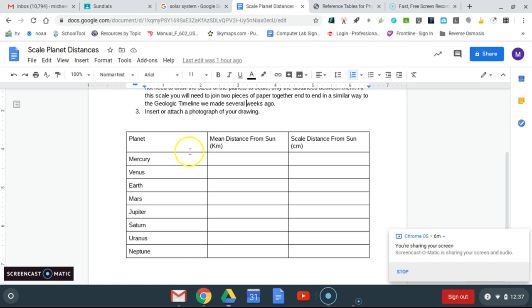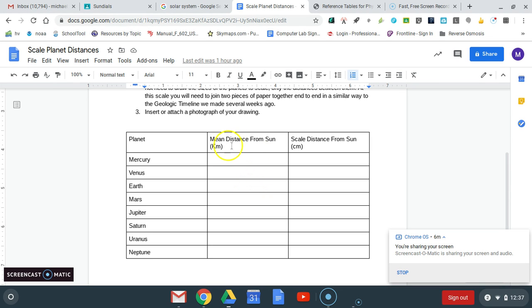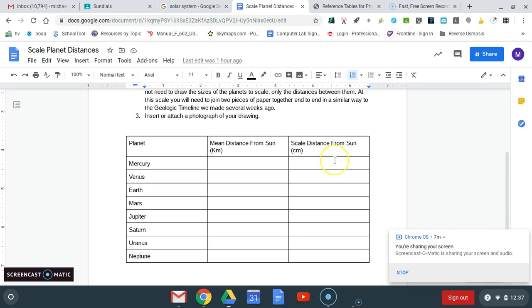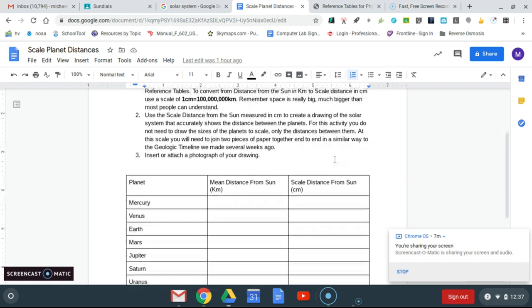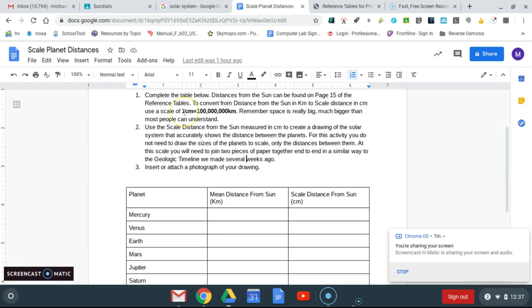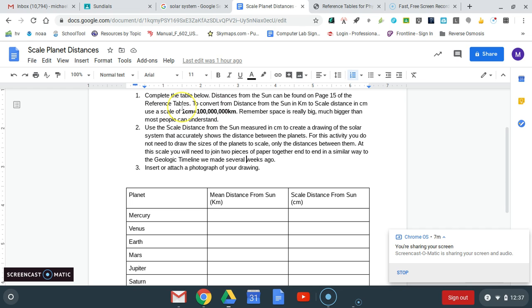Okay, so anyway, you're going to put in your distances here. And then remember, this is millions of kilometers. You're going to convert that to a scale distance that we could work with on a piece of paper. And here I figured out a scale that should work for most of you. If you do 1 centimeter is equal to 100 million kilometers, that should work out fairly nicely, I think.